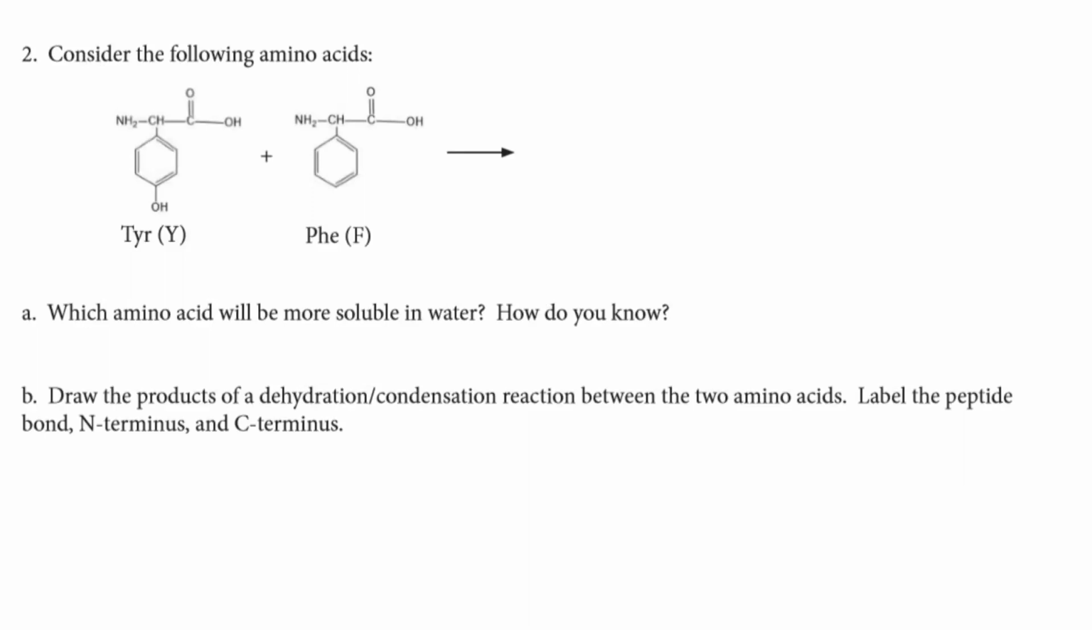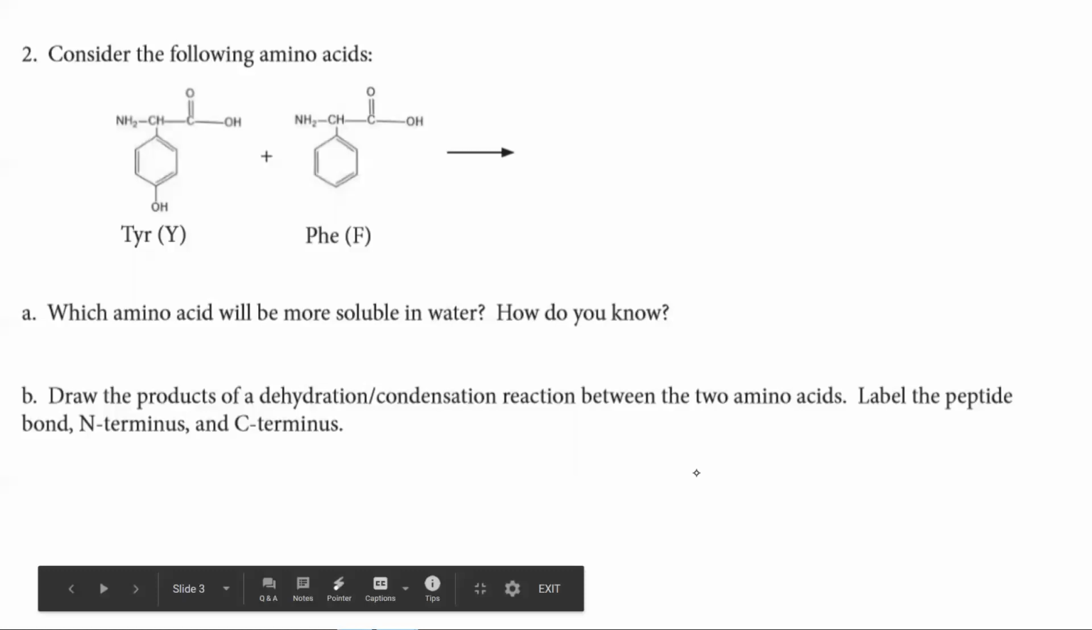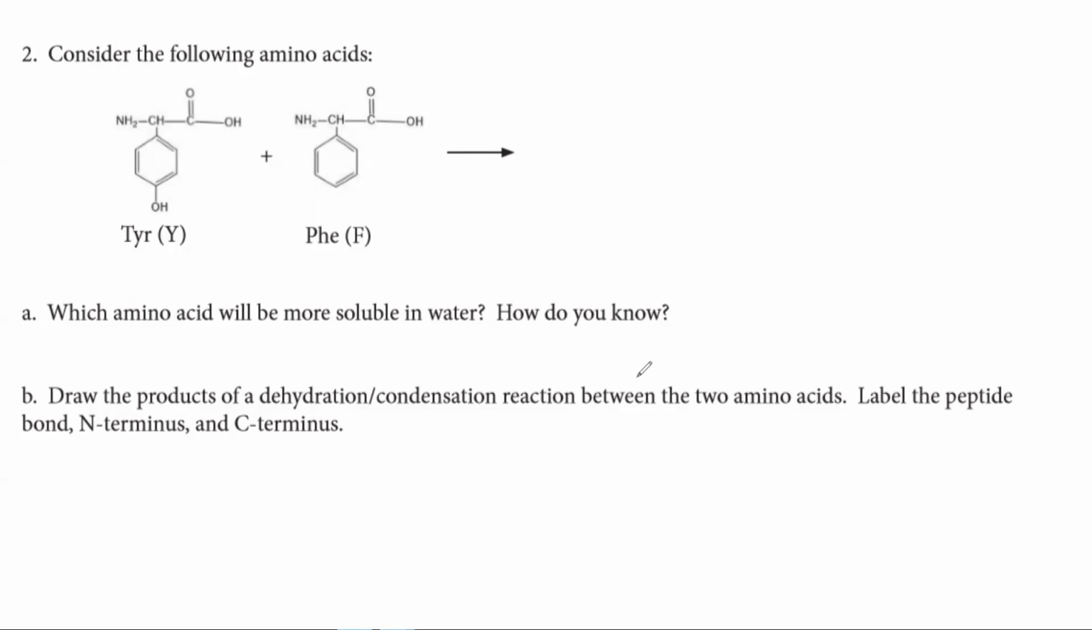Well, this next one, we're considering 2 amino acids, tyrosine and phenylalanine. And we want to know which amino acid will be more soluble in water. So we went over this in the chem review video, like the one you watched before this, hopefully. So I'll go over this quickly, but it's going to be soluble in water if it's polar, right? Water is a polar molecule, like dissolves like. How do we know which one is polar?